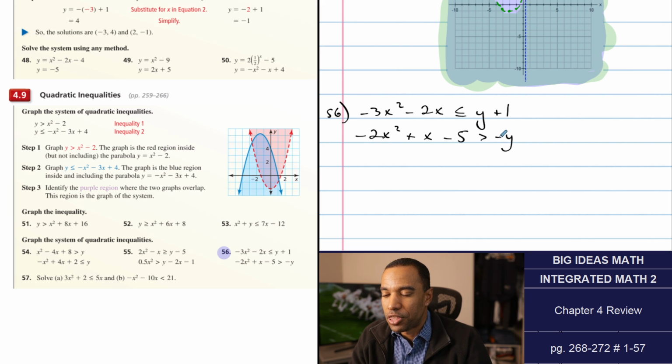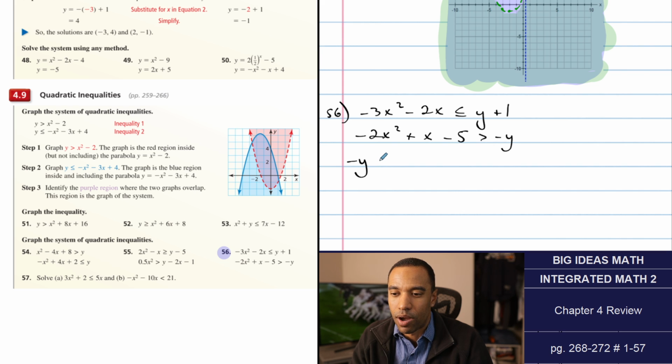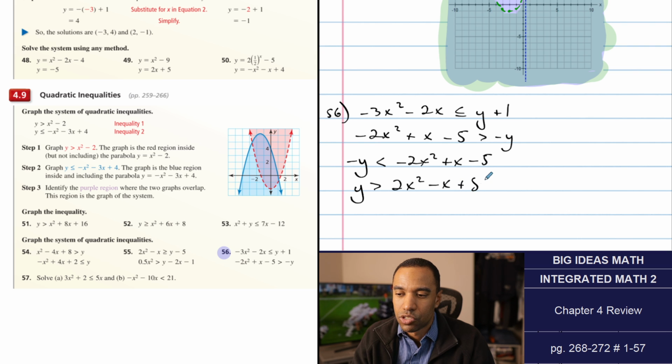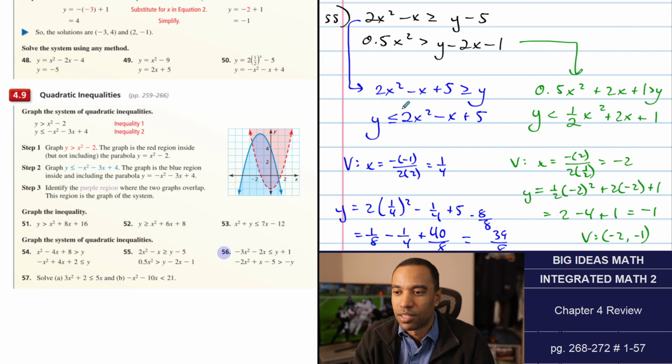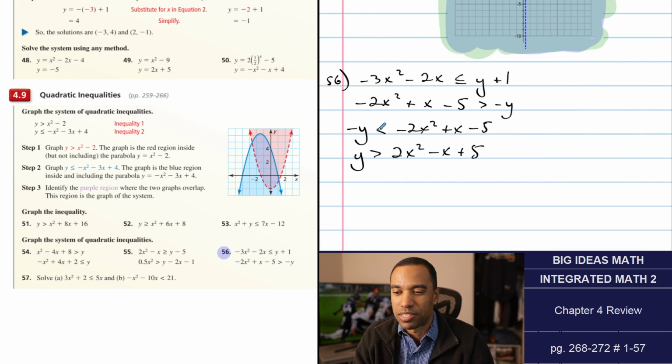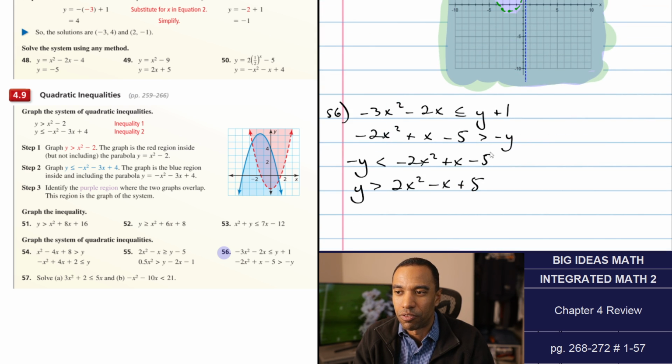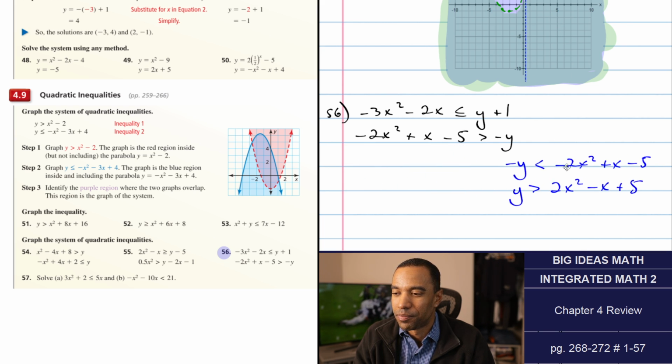If I switch everything, negative y is now less than negative 2x squared plus x minus 5. But if I divide everything by negative 1, then the inequality flips to a greater than. So y is greater than 2x squared minus x plus 5. Is that the same thing? Yes, it is. I'm just going to copy and paste that over. The greater than will be the different part, though. So I will be copying that over here in blue. Sorry, but that's what I'm just going to be doing. That's for the bottom one.